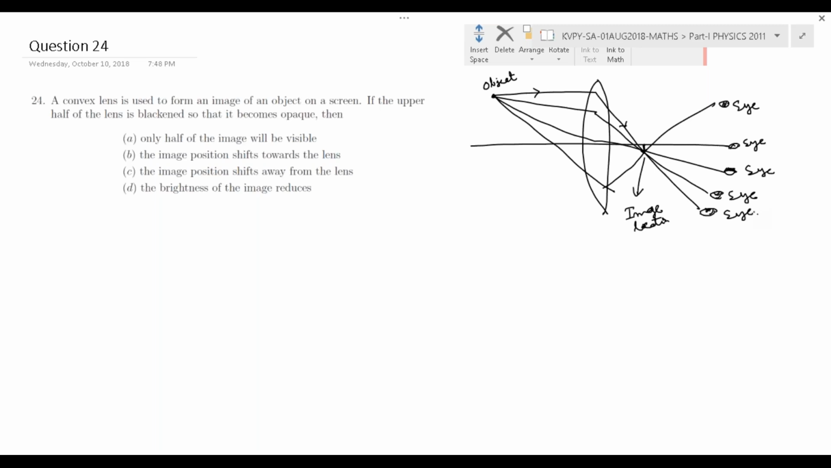Now if the upper half portion of the lens is blackened, it will be blocking half the rays incident on it. So the image will be formed by the rays of the bottom half, and it will be half as bright as the original one. So we conclude the brightness of the image will reduce, and the correct option we get is option D.